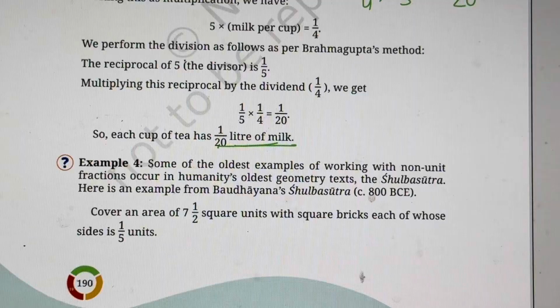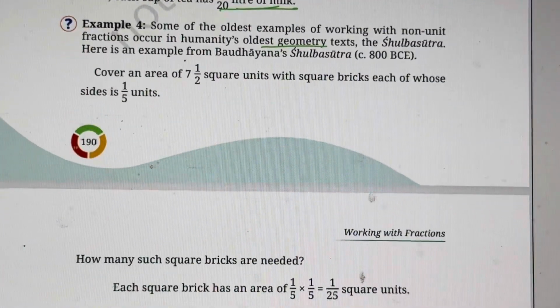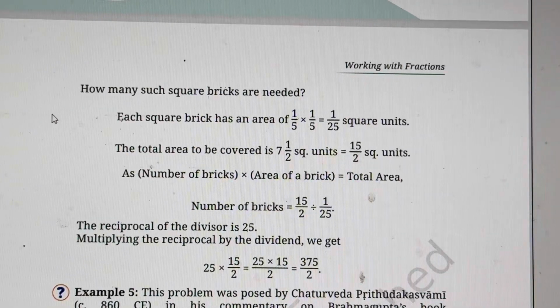Some of the oldest examples of working with non-unit fractions occur in humanity's oldest geometry text, that is Sulabh Sutra. So here is an example from Bodhian's Sulabh Sutras, which is from 800 BC. Cover an area of 7.5 square units with square bricks. Each of those sides is 1 upon 5 units. So how many such square bricks are needed? So now first we find out the area of each square brick.